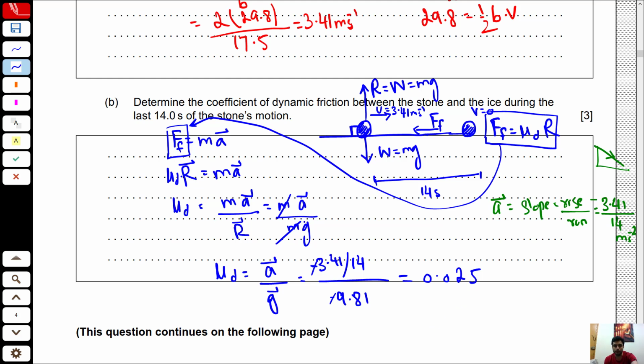Okay, you can see mass cancels out. So actually, the negative, negative doesn't matter here because the coefficient is always a positive number. So we have a negative acceleration, and g is also negative because it's acting in the downward direction. Okay, good.